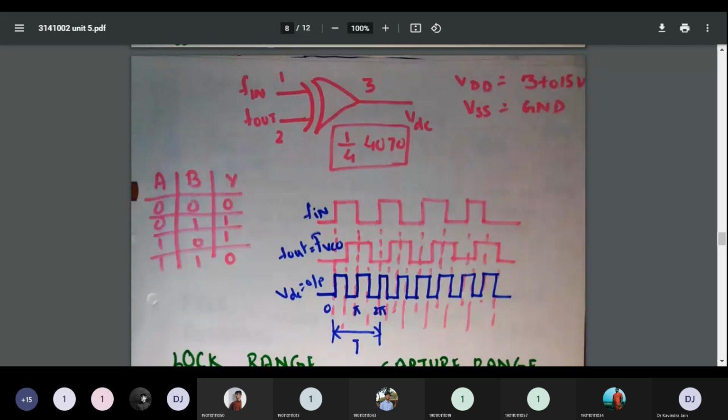Okay, students. So now we are proceeding to understand the second block, that is LPF block, low pass filter block. In this block, I request you to write down two major points. Number one, it removes high frequency components in the output of the phase detector, as well as high frequency noise.